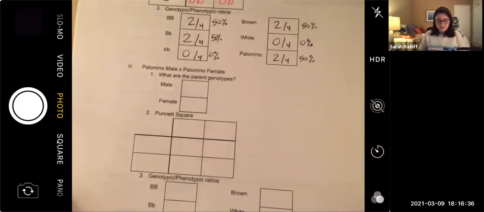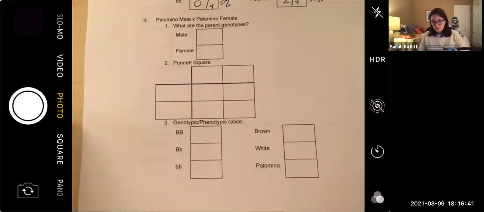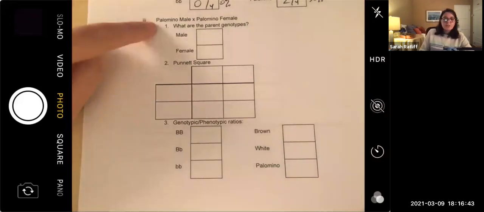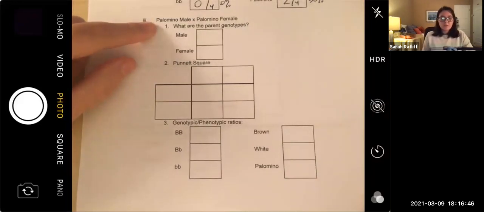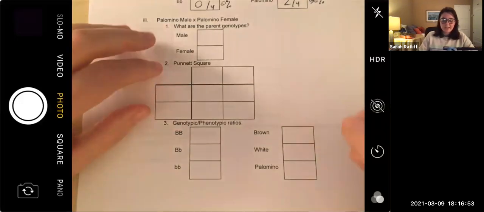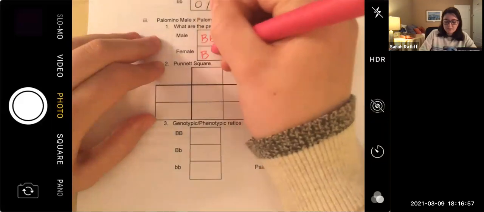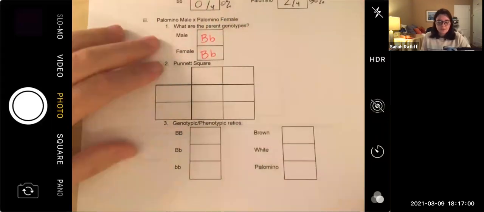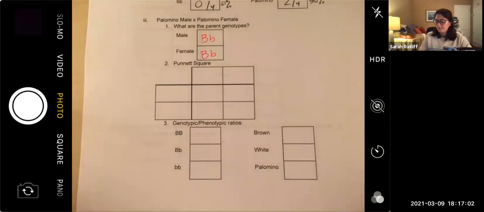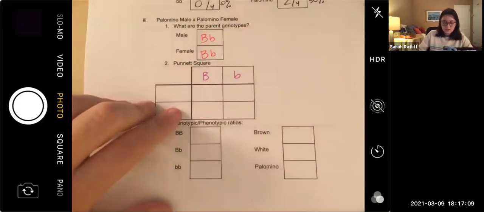All right, let's look at our last incomplete dominance example here with our horses. Last one, we're going to cross a Palomino male with a Palomino female. So what does this mean for our genotypes? Well, Palomino, we know, is that heterozygous, big B, little b. I chose pink for that color. And now we can plug it into our Punnett square. We did this light purple for dad and dark green for mom.